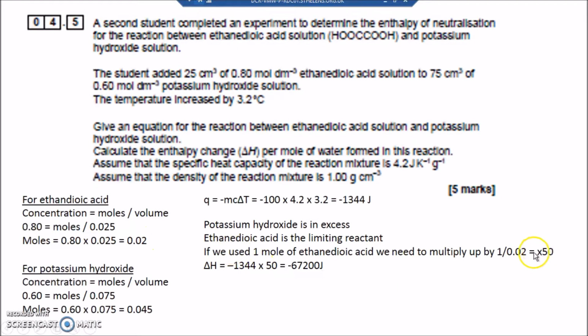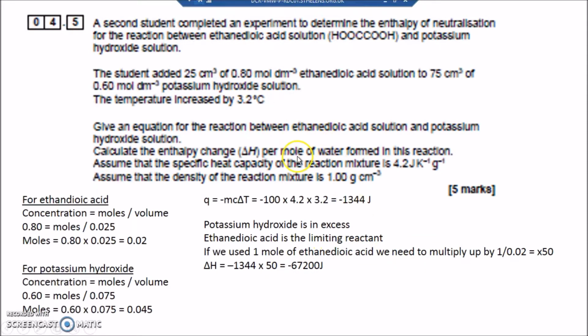Those slightly stronger at maths will just multiply 1 divided by 0.02 by this value here. But I'm scaling up by 50 times. Minus 1344 times 50 is minus 67200 joules. That's how much energy is given out when 1 mole of ethane dioic acid is used.